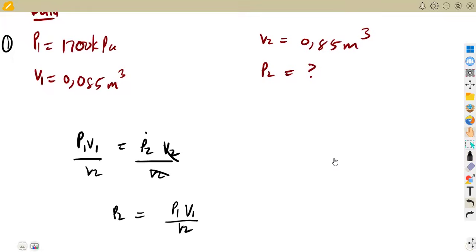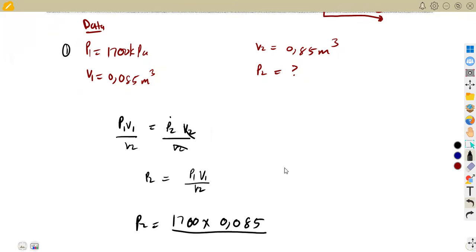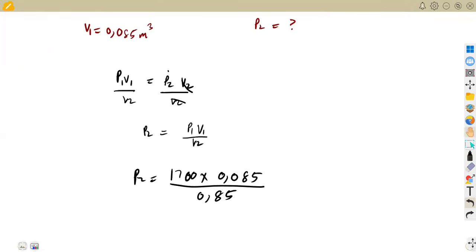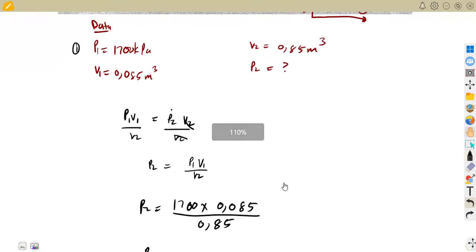So we've got P2 equal to P1 V1 over V2. That is just a substitution you're going to make. P2 is going to be, if you substitute, 1,700 times V1, which is 0.085, over V2, which is 0.85. That was the idea there. Then we're going to have P2 as 170 kilopascal. All right, just like that. So you just need to know your formulas.